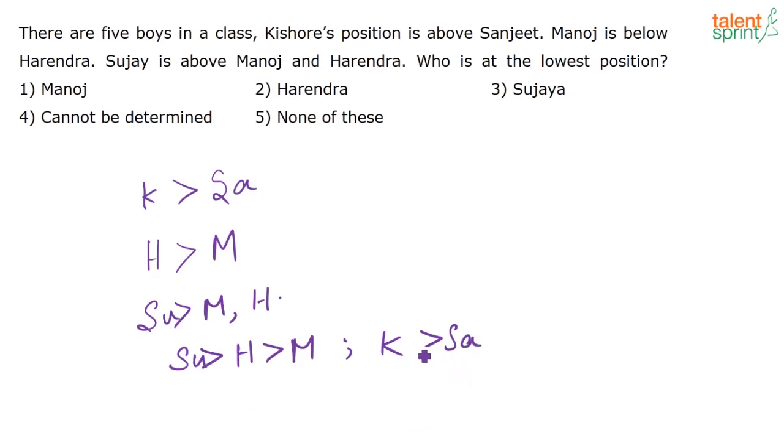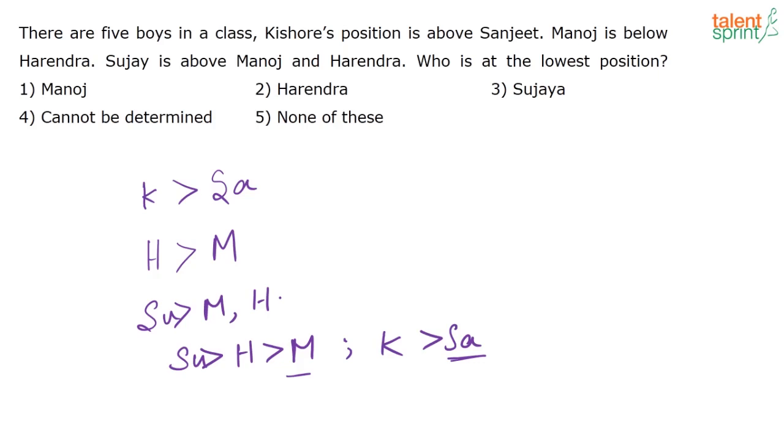If K and SA were somewhere here, then I can say Manoj is at the lowest. But if Manoj was taller than Kishore, then SA, Sanjeet, would be the lowest. So we cannot say for sure whether it is Sanjeet or Manoj who is the lowest. So we should say it cannot be determined. Is it clear? Somebody says Sanjeet. No, it is cannot be determined.